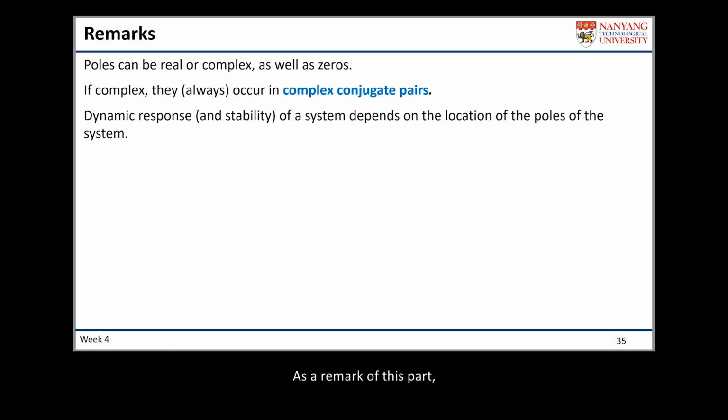As a remark on this part, poles, as I mentioned, can be real, but can also be complex. One thing that you have to underline here: if it is complex, there will always be another pole that is the conjugate of that complex pole. So if it is complex, they always appear in pairs together with the conjugate. And the stability of the system depends on the location of the poles. If you have positive poles, you have an unstable system. If you have negative poles, your system is stable.